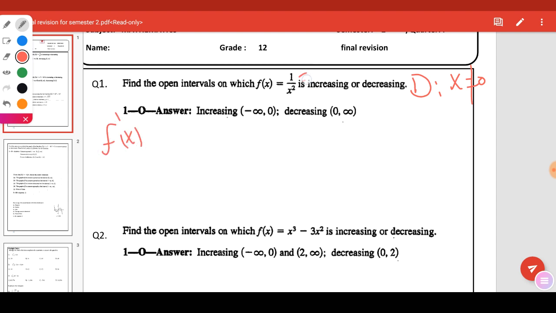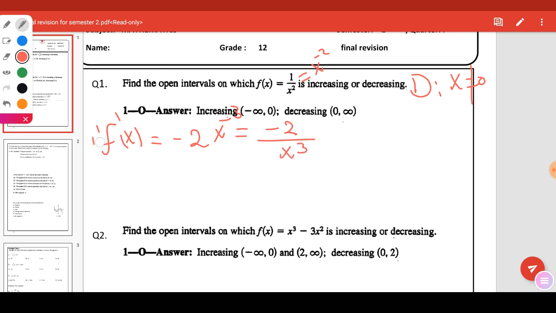But I need to rewrite the function as x to the power negative 2. Before we begin to solve any problem, if we have a rational function or anything, I have to find the domain first. Look, the derivative will be negative 2 x to the power negative 3. Rewrite it in the simplest form: negative 2 over x to the power 3.